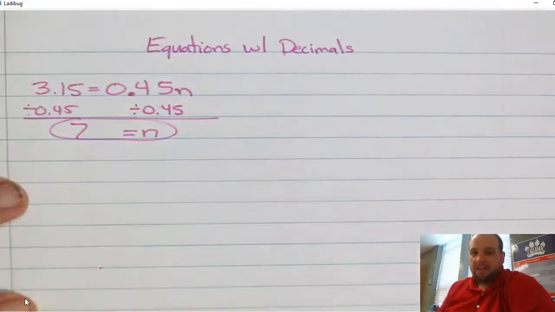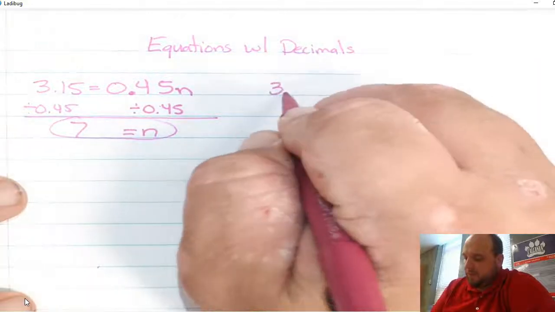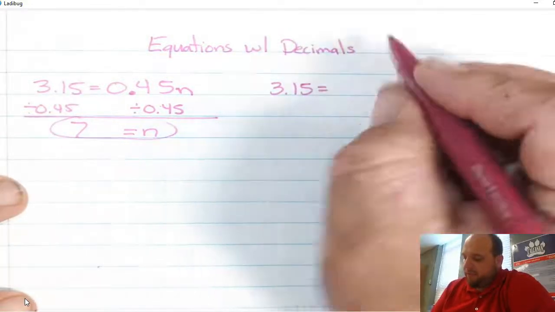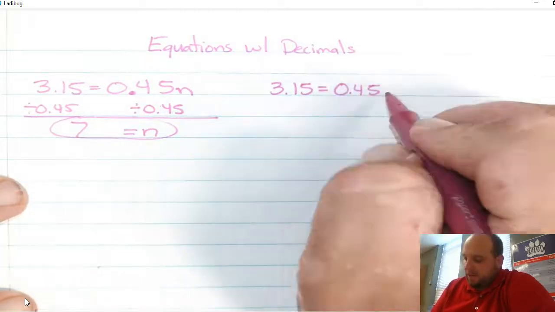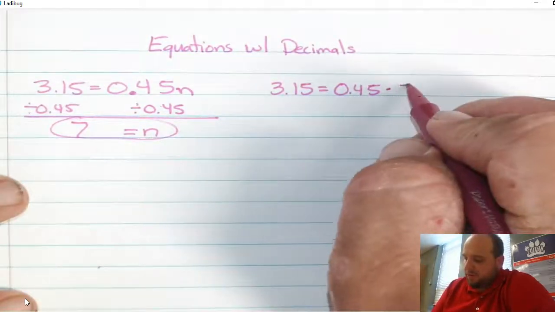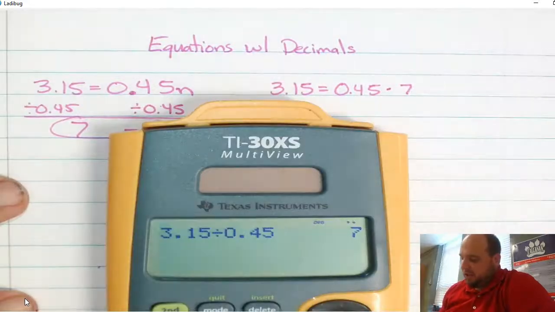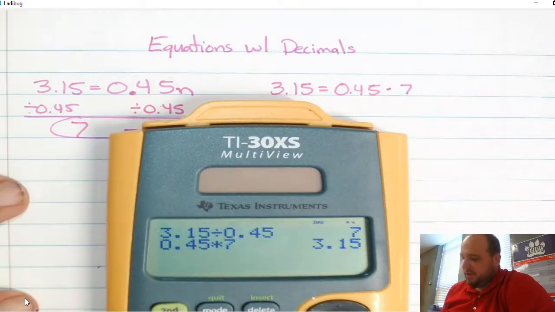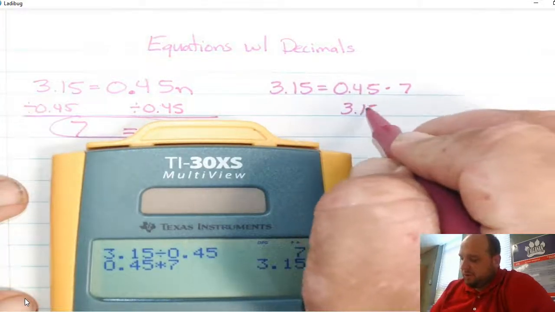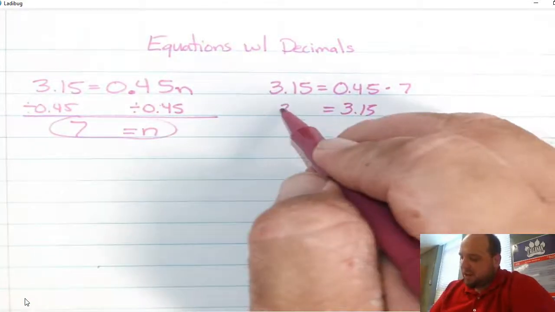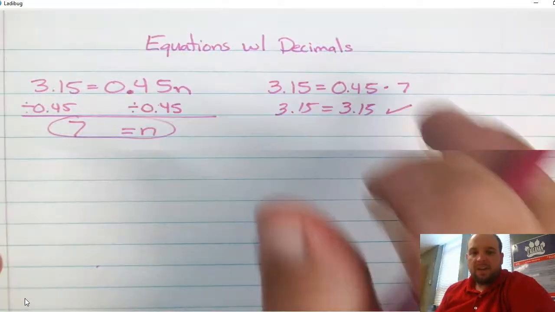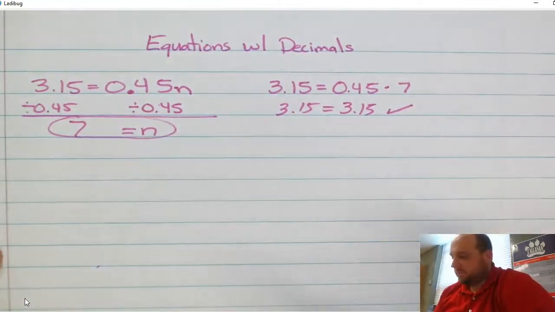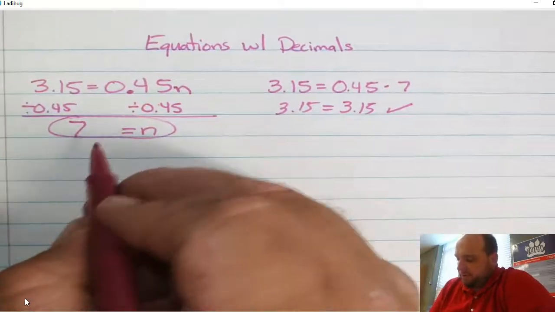So I can double check that by putting it back into the equation. 3.15 equals 0.45, and in place of n, I'm going to put the 7, because that's what the answer was. So then on my calculator, I just check what is 0.45 times 7. It equals 3.15. Does each side equal each other? Yes, it does. So it checks out and lets me know that my answer of 7 is the correct answer for this problem.